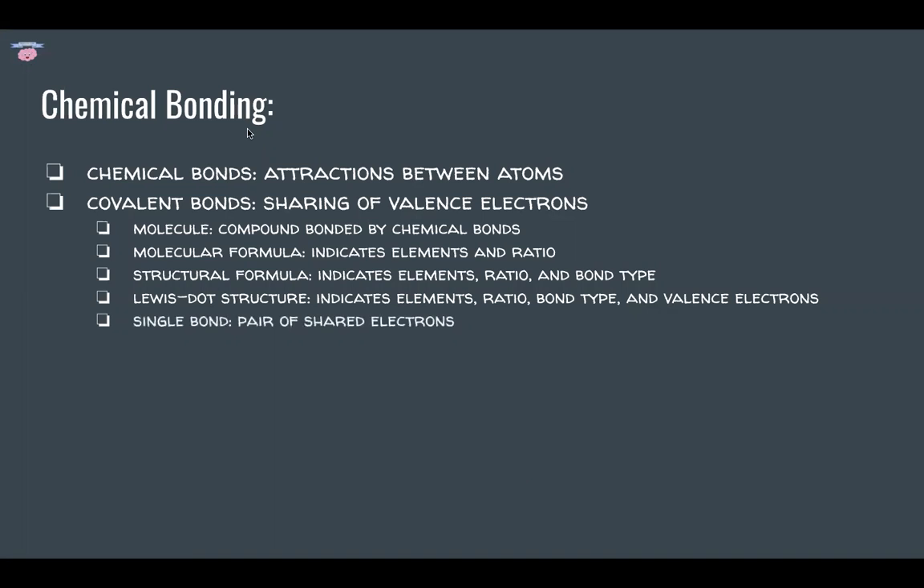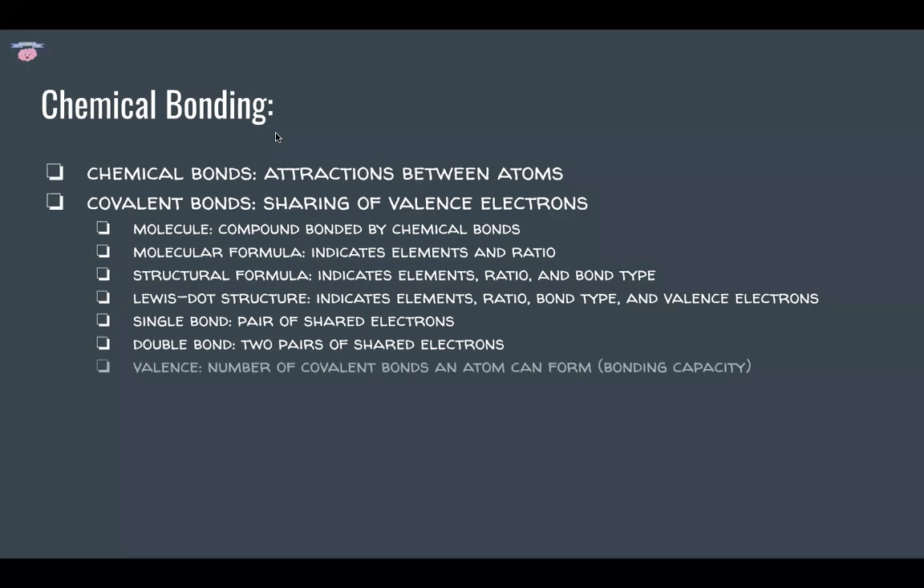A single bond is a pair of shared electrons, just one. 2 electrons are shared and they're connected. A double bond is two pairs of shared electrons. So oxygen looks something like this. It has two pairs because it has six valence electrons. It needs two more, so it gets these two. This one gets these two. That's a double bond.